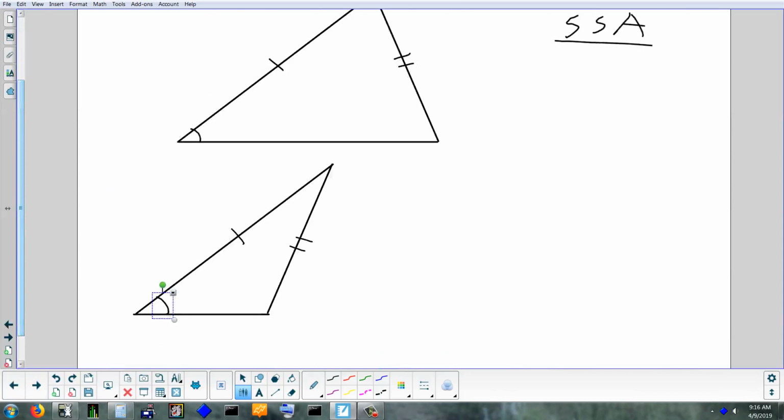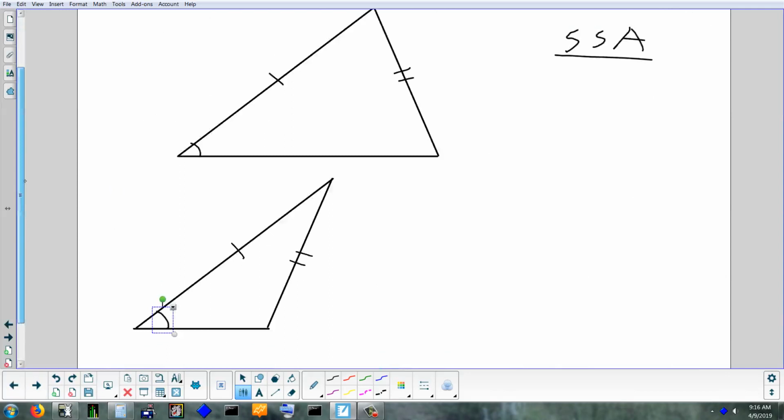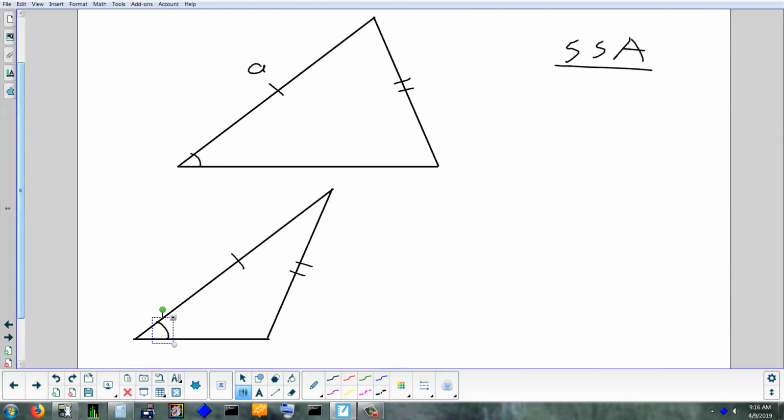Any questions? Alright, so if you wanted to think of this as the problem we just did, this side is your A, that's your A, same in each triangle. That's your B, that's your B, same in each triangle. This is side C1, this is side C2. They're different.